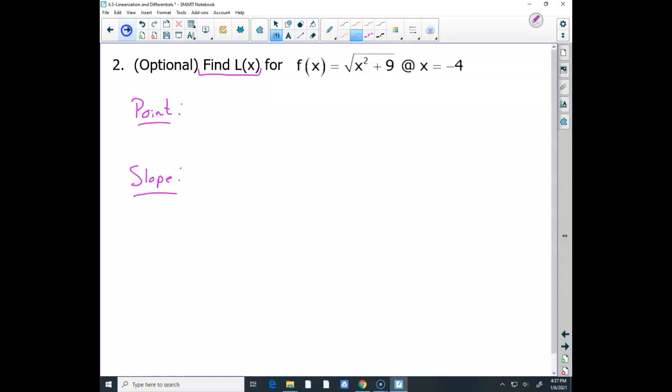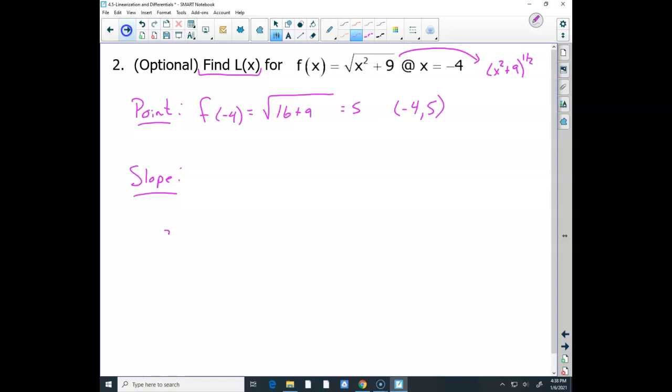Again, we need a point and a slope. So we need to find what f of negative 4 is. Well, f of negative 4 is going to be 16 plus 9, which is 25, so that would be 5, wouldn't it? So our point is (-4, 5). Let's remember this is (x squared plus 9) to the 1/2.